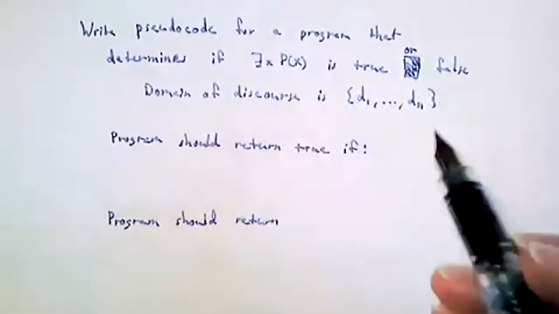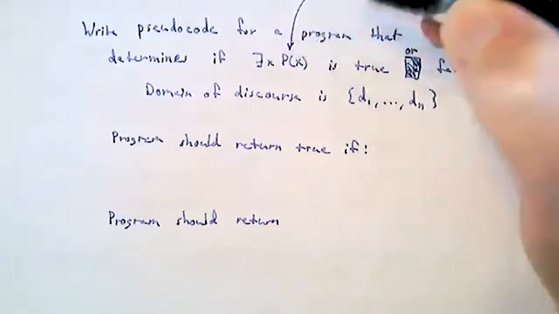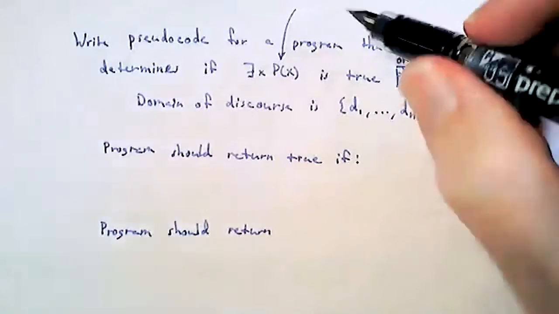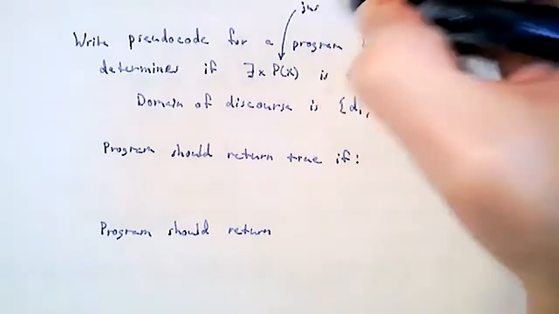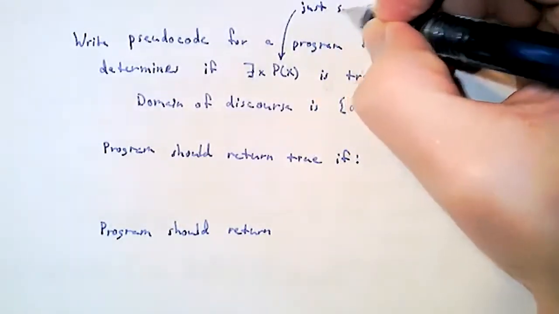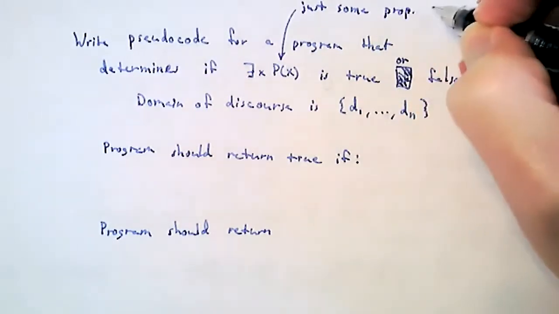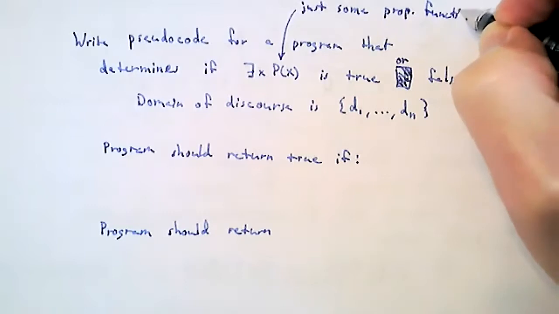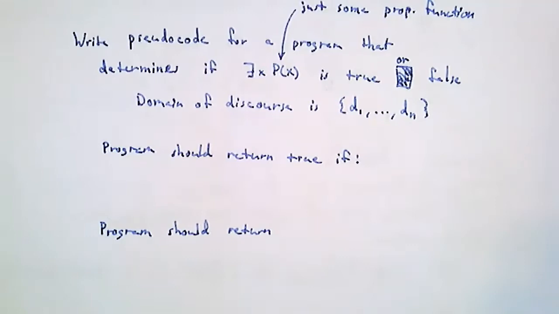We don't know what the actual function is. We just want to think of it as some propositional function. So maybe we're trying to write a program where we can plug it in. So X has to be in the domain. Okay, good. So we're definitely plugging in things from here.